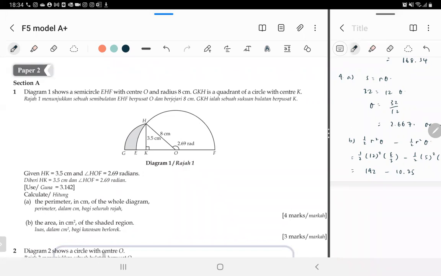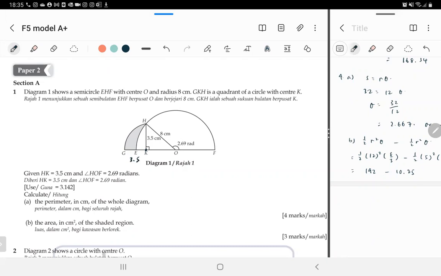You have a semicircle EFH with the center O and radius 8. Is the GHK confusing? K is the center, right? And we know that the radius is 3.5, so we can find the arc of GH.